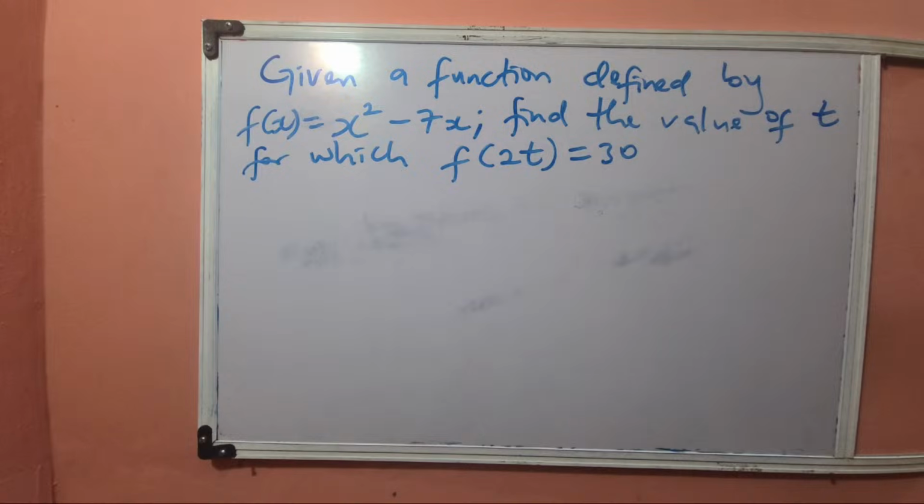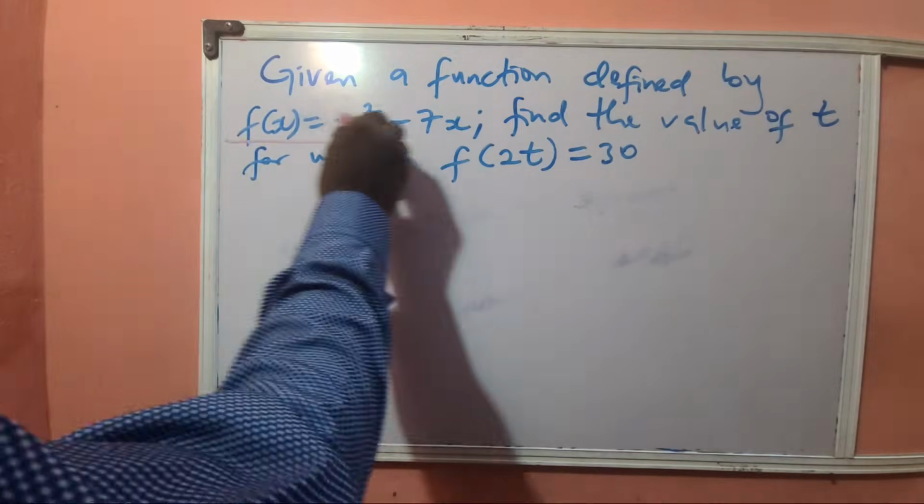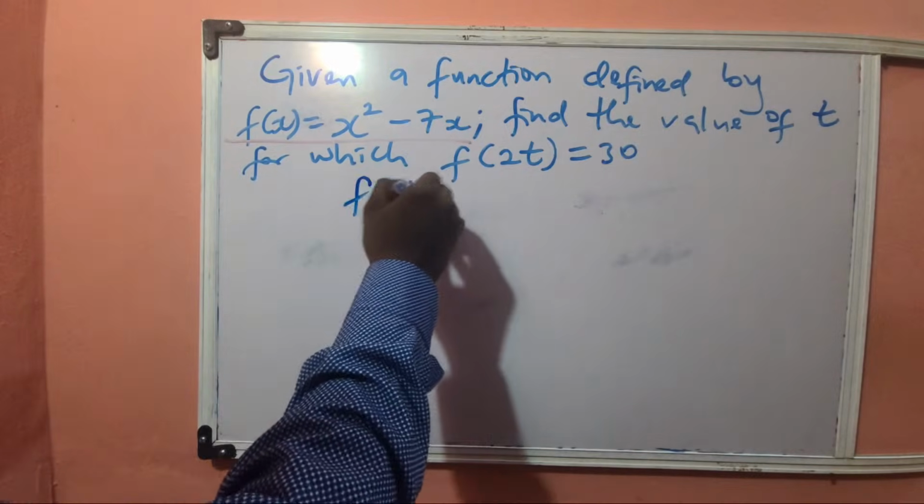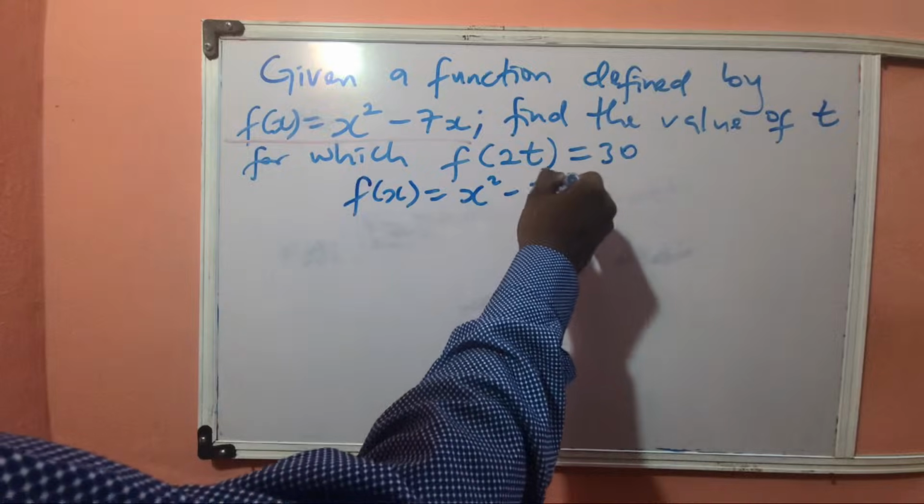Given a function defined by f of x equals x squared minus 7x, this is your function. We are told to find the value of t for which f of 2t is equal to 30. This is a past question, and it's very important you pay real attention so that you would always know how to solve questions of this form. So you are given the polynomial f of x being equal to x squared minus 7x.